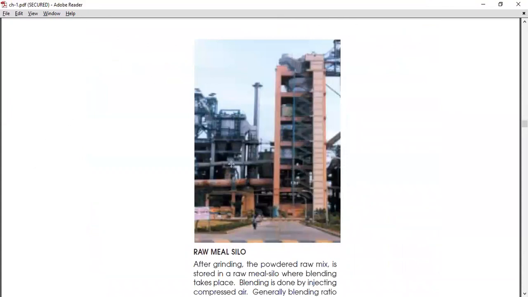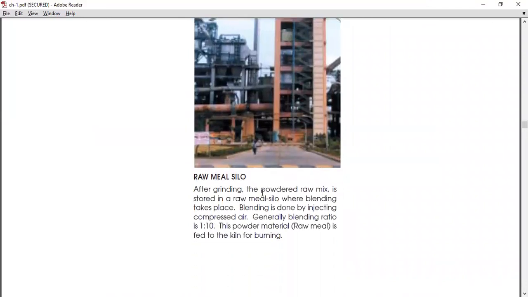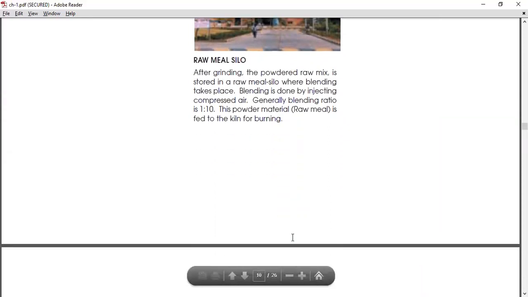This is the raw mill silo, and the picture is of the kiln. After grinding, the powder raw mix is stored in the raw mill silo where blending takes place. Blending is done by injecting compressed air. Generally, the blending ratio is set at 1 to 10. This powder material is fed to the kiln for burning.